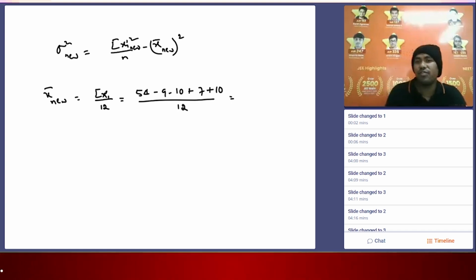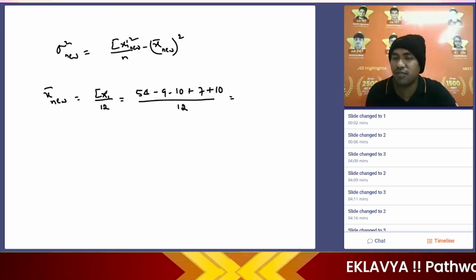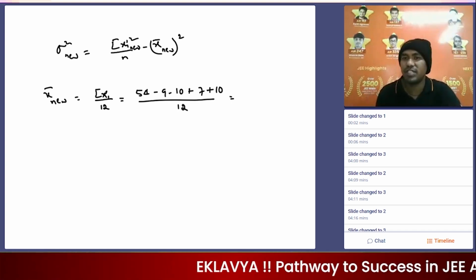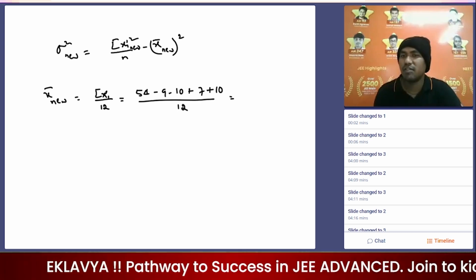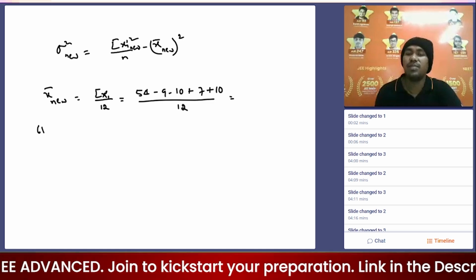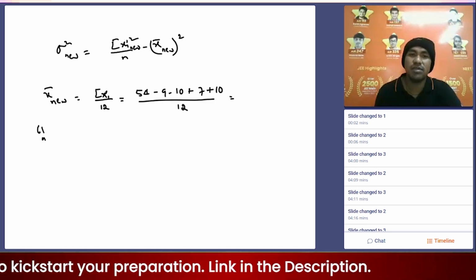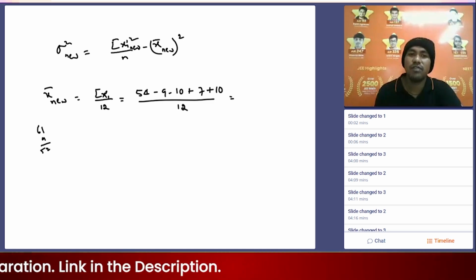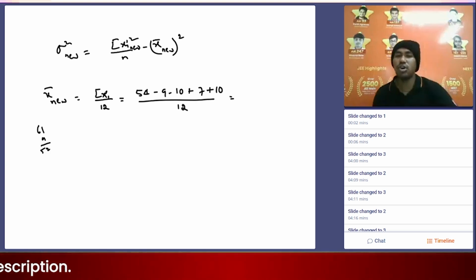That will be 54 plus 10, that will be 64. 64 plus 7, that will be 71. 71 minus 10, that will be 61. 61 minus 9, so how much will you get? 61 minus 9, then 52 you are getting. Right?